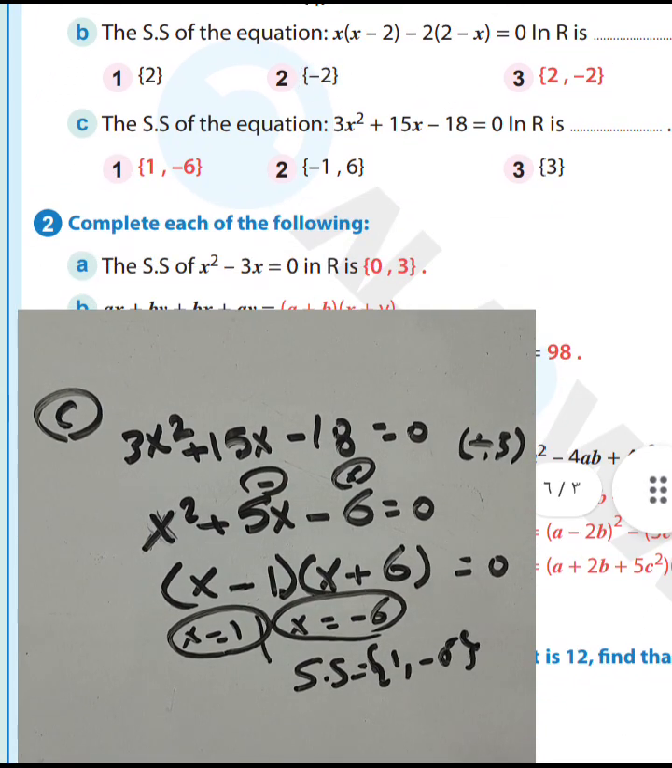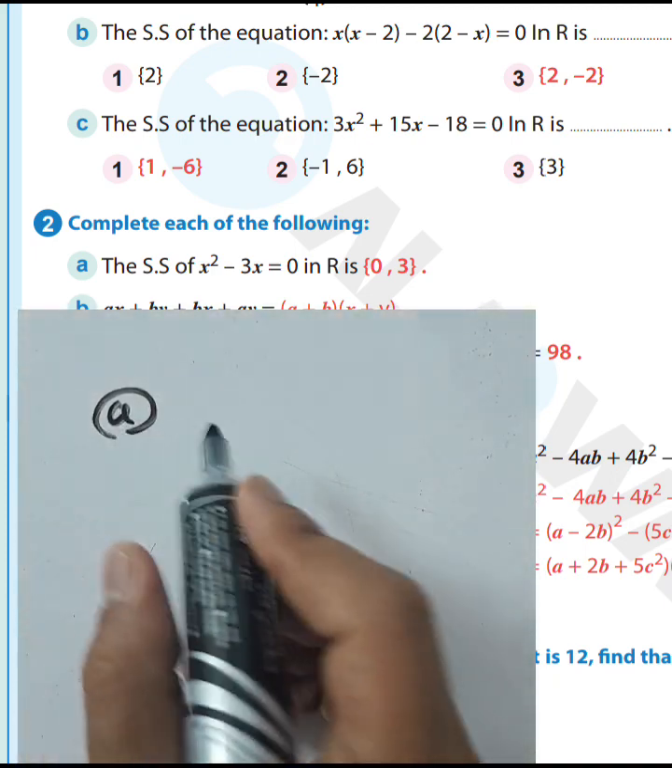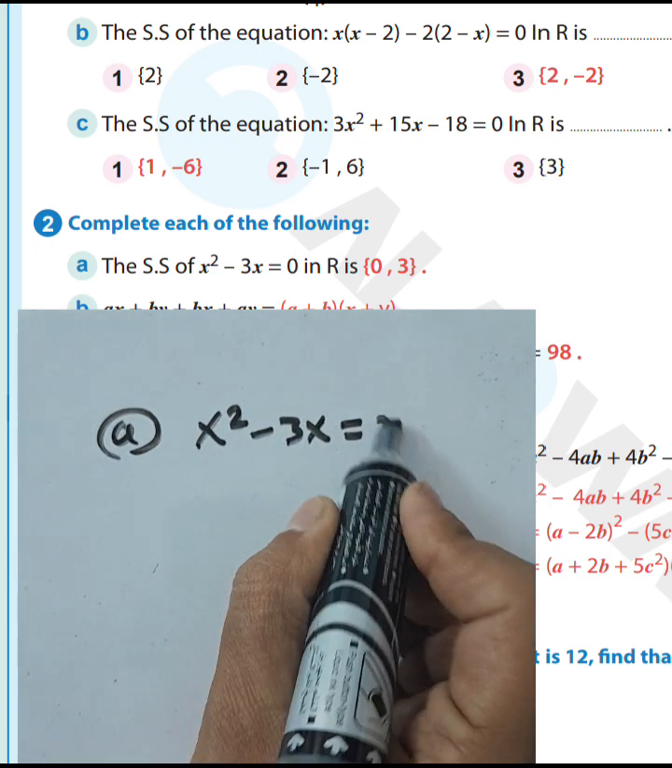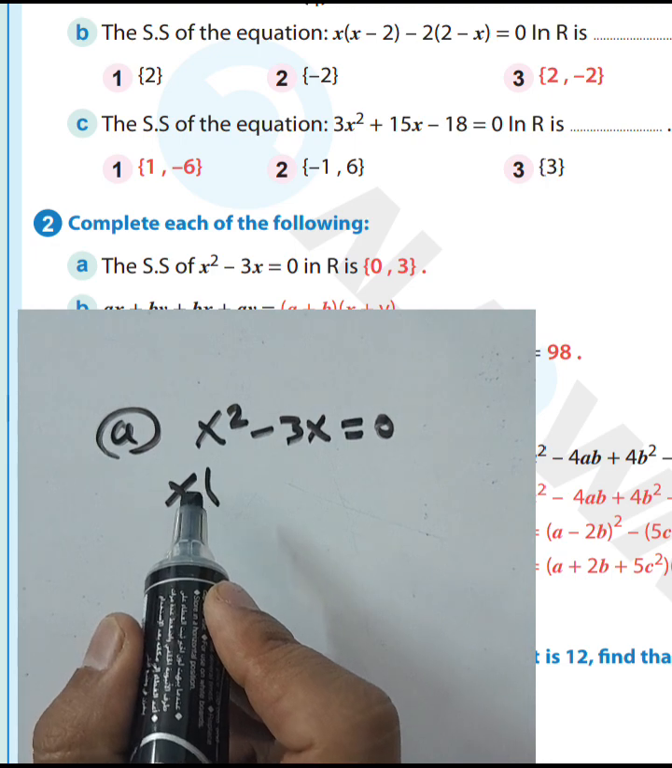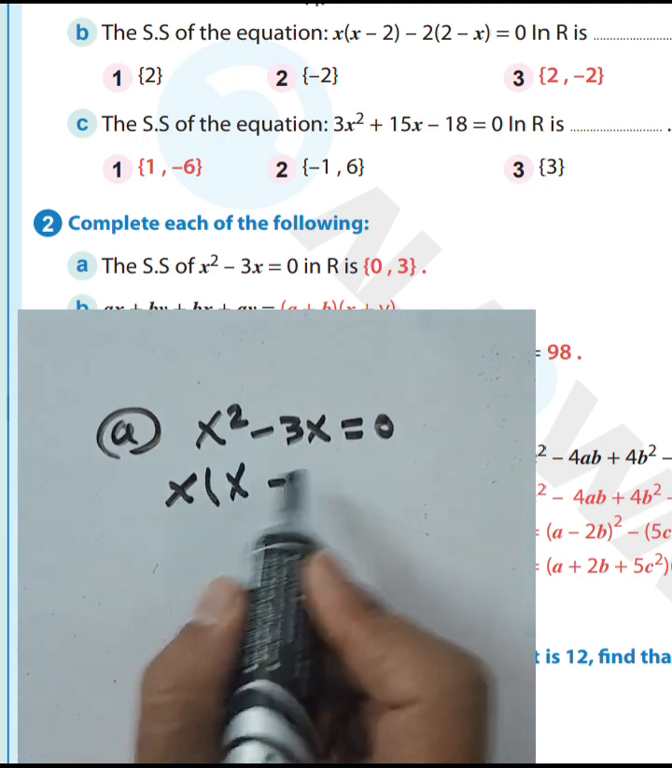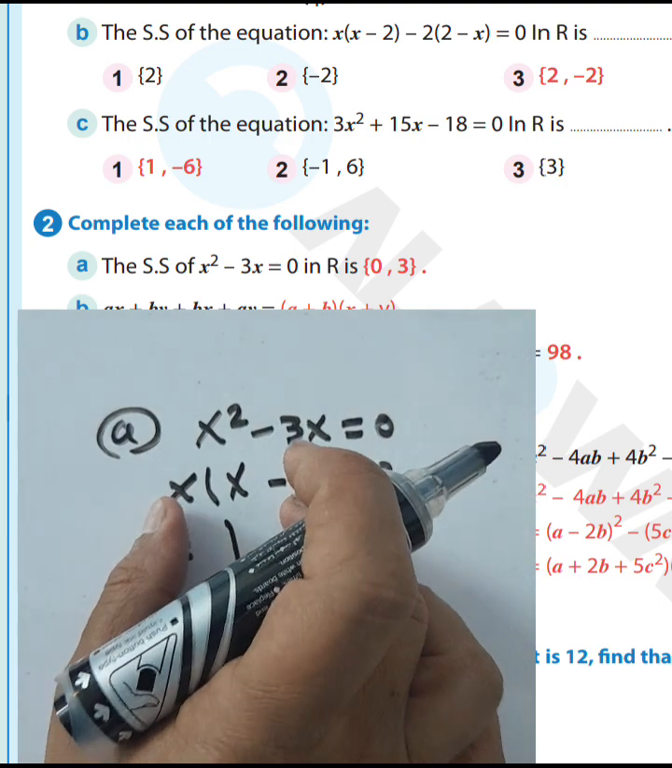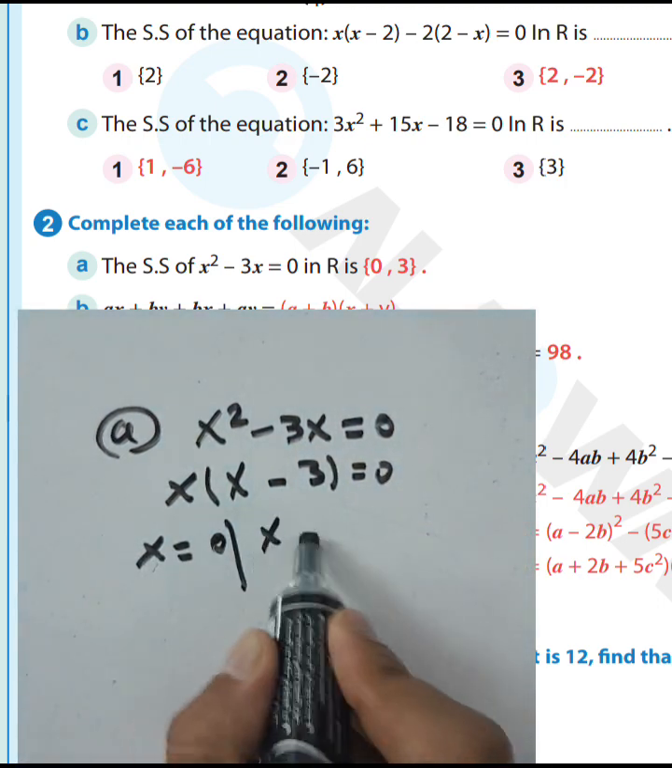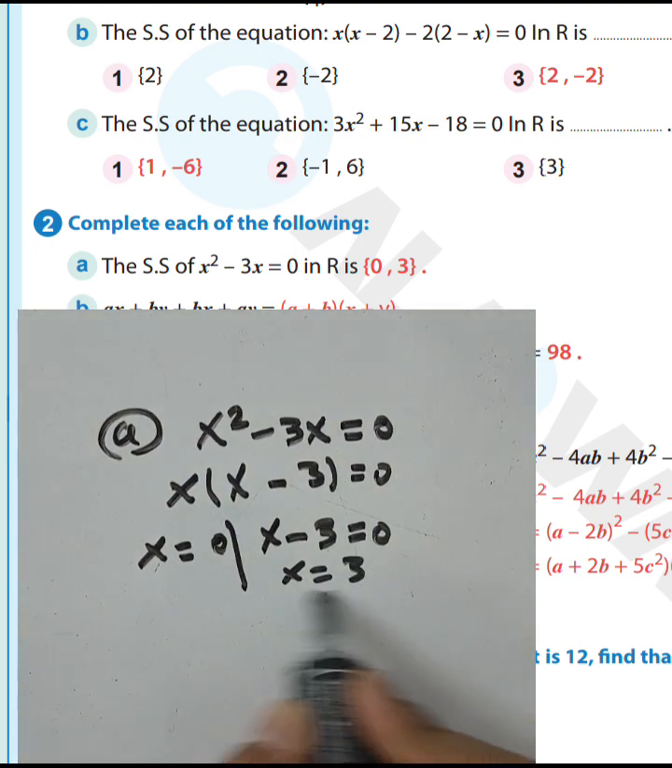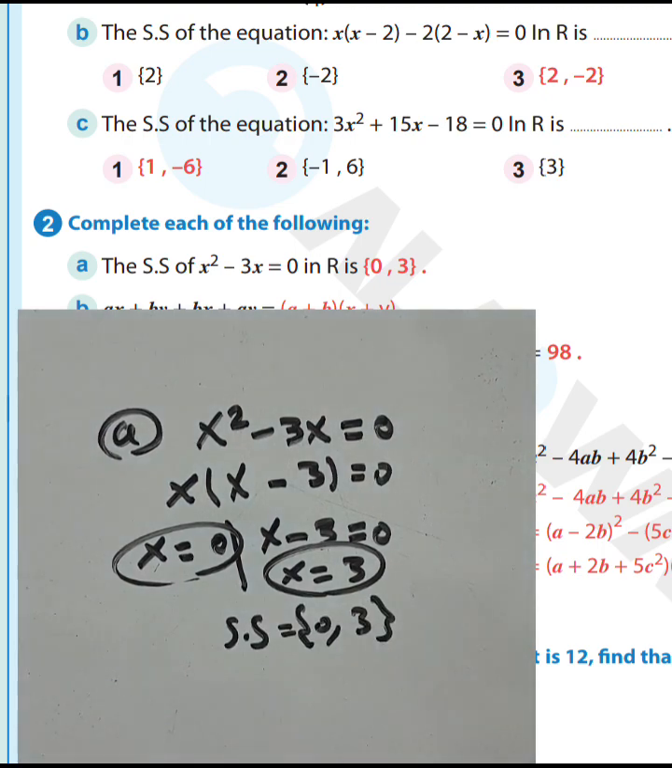Question number 2, complete each of the following. Letter A: the solution set of the equation x power 2 subtract 3x equals 0. We can write x as the highest common factor between the two terms. x power 2 divided by x equals x, and 3x divided by x equals 3. If the product of two factors equals 0, the first is 0 or the second is 0. Then the value of x equals 3 and here equals 0. Then the solution set is 0 and 3.